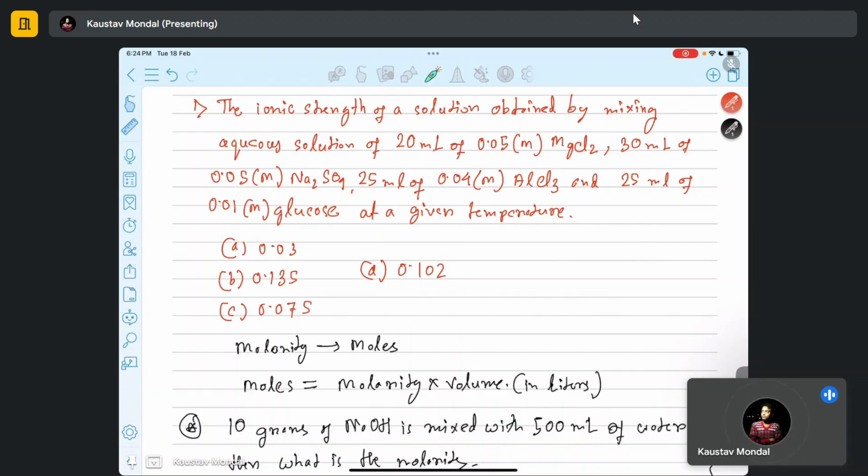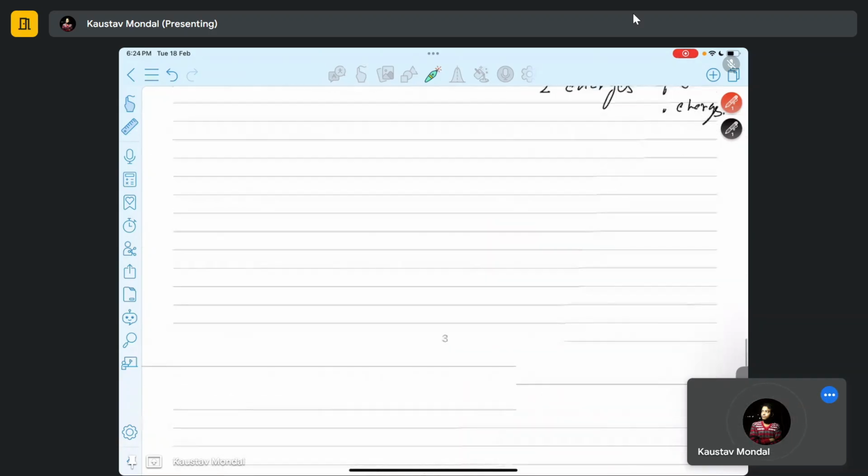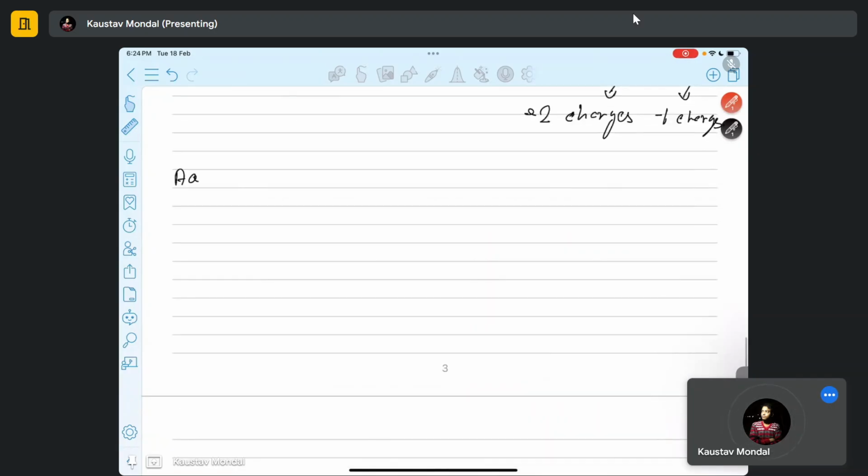So first thing you have to do is convert the molarity into moles, right? These four things. So step one. Now we are solving the actual problem. This is the answer. Start from here. Step one is calculate moles of each compound.